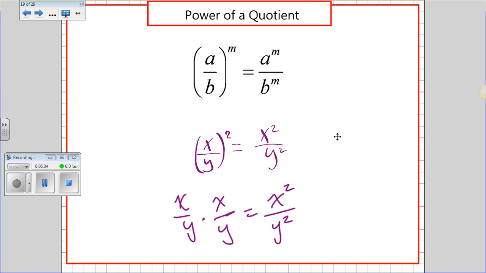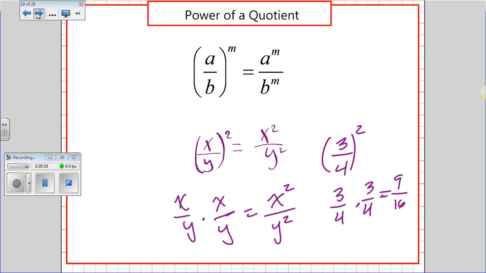So if I gave you 3/4 squared, 3/4 squared is 3/4 times 3/4, or 9/16. That is 3 squared over 4 squared, 9/16.